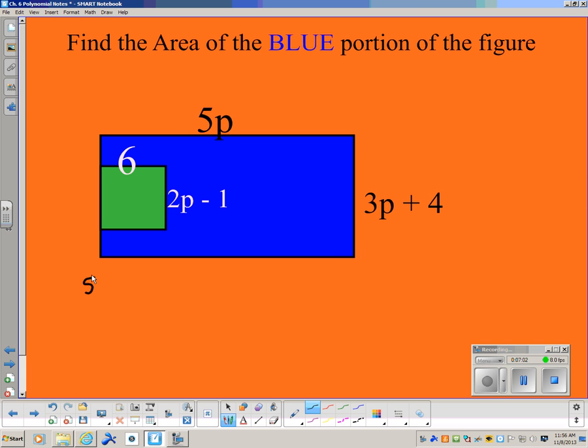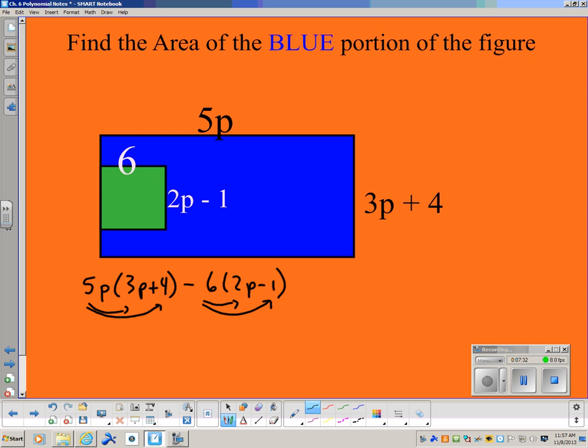So to do that, we're going to take 5p times 3p plus 4, and we're going to subtract off the area of that other green smaller rectangle there. So I can take area of a rectangle's length times width, so I can take 6 times 2p minus 1. So now using our nice distributive property, we can distribute the 5p through the parentheses. We can also distribute the minus 6 through the parentheses.